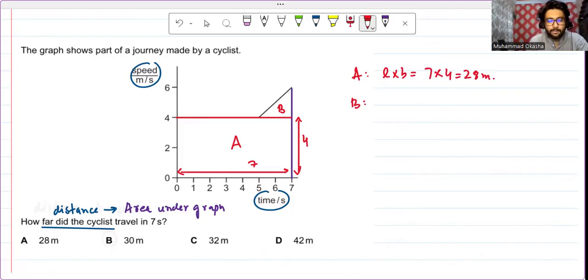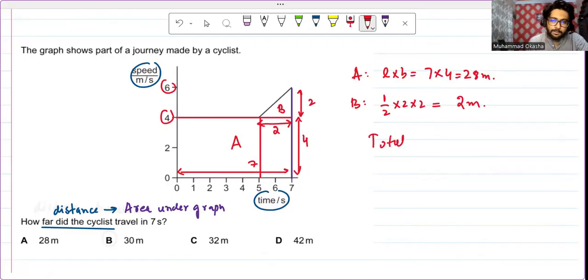Let's work out the area of triangle B. So if you carefully notice, how much is the length, the base of the triangle? Base starts at 5, ends at 7, so the base is 2. And the height is also 2, right? Starts at 4, ends at 6. So 1/2 multiplied by 2 multiplied by 2, in this case, is going to be 2 meters, right?